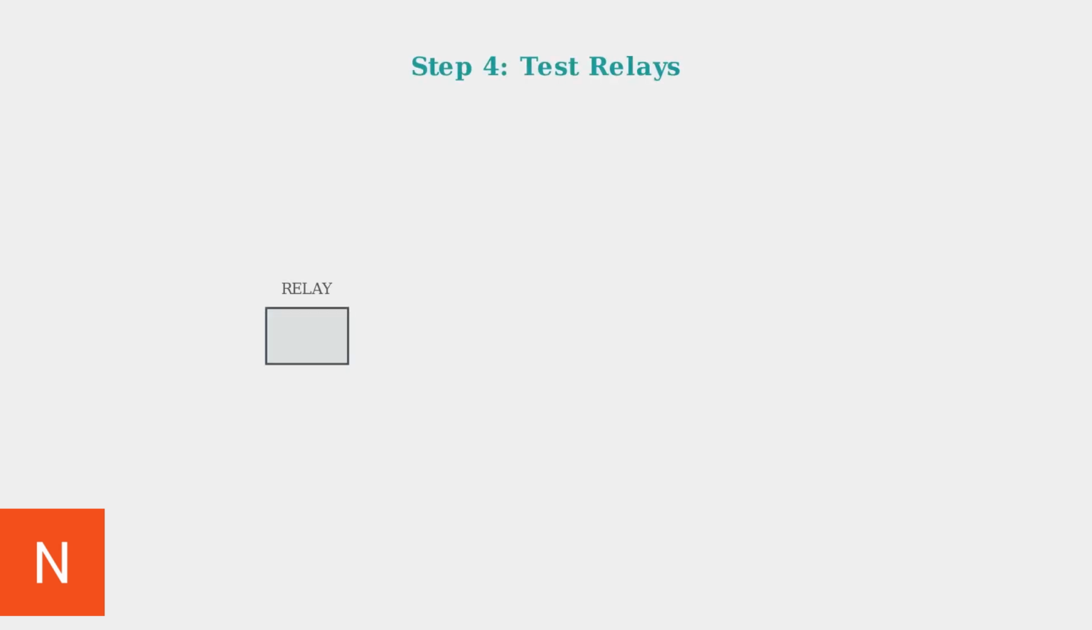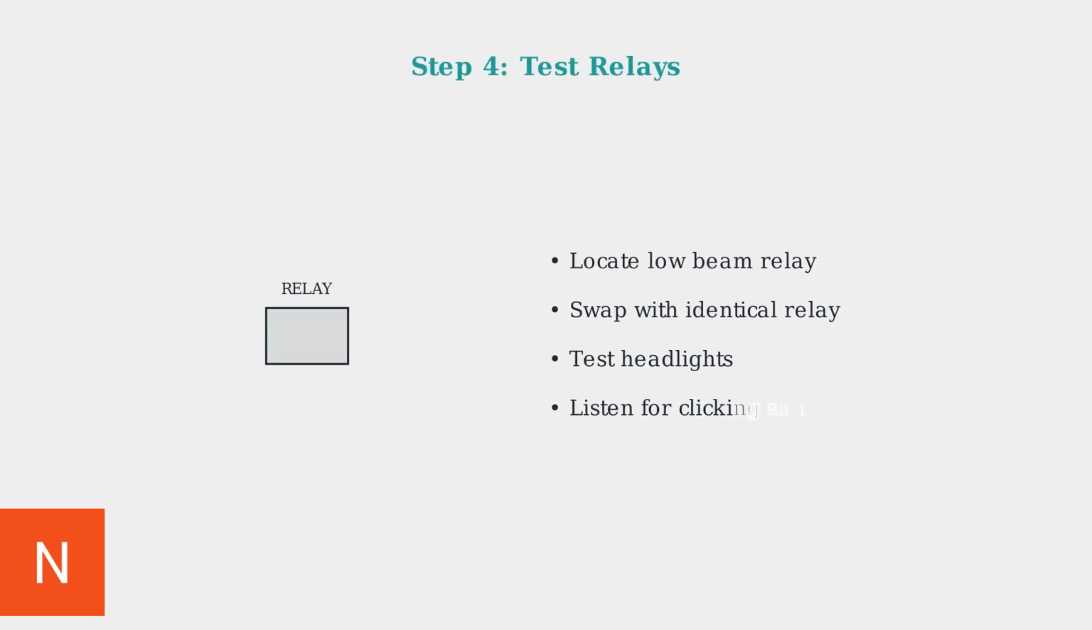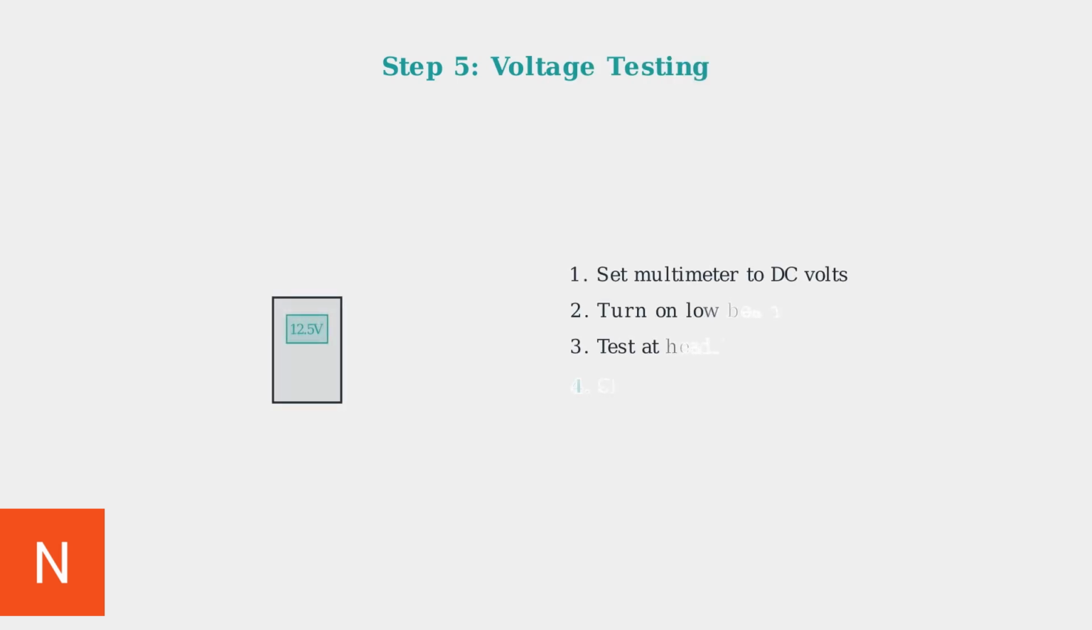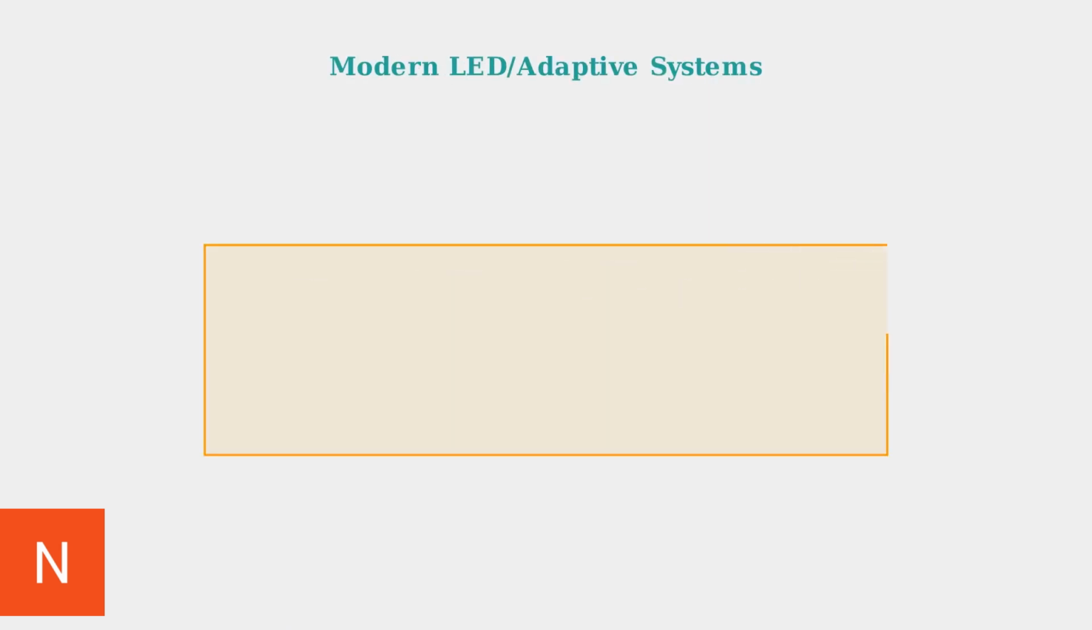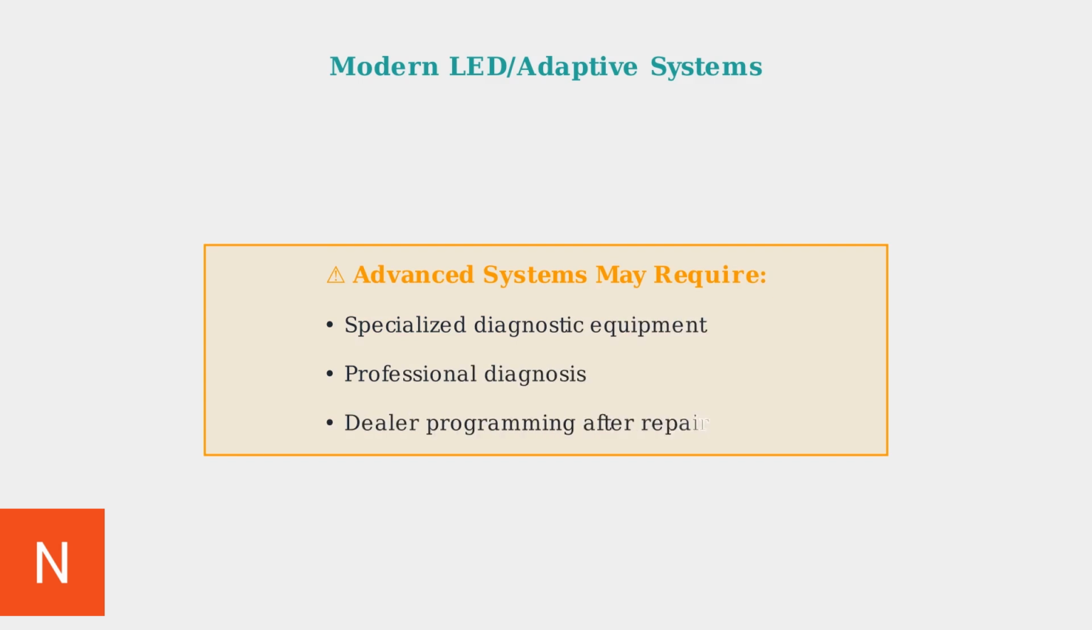Next, identify the low beam relay in your fuse box. Try swapping it with an identical relay, such as the horn relay, to test if the relay is faulty. Finally, test the voltage at the headlight connector with the low beams switched on. You should see 12 to 14 volts on your multimeter. For modern vehicles with LED or adaptive headlight systems, these basic tests may not be sufficient. These systems often require specialized diagnostic equipment and professional attention.